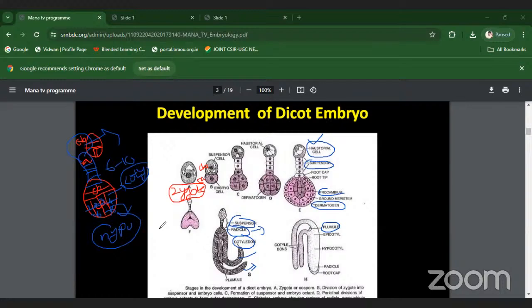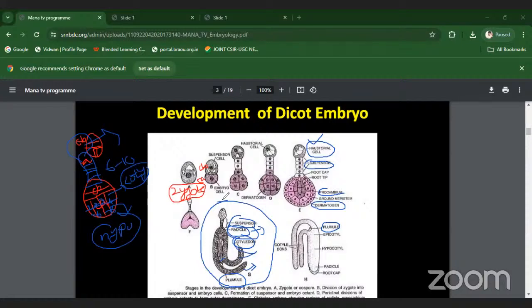And on the upper side, the plumule and cotyledons are developed. So here the radicle portion developed and the cotyledons developed, and here the plumule also developed like this. From the CB cell, the basal cell, the suspensor developed. Now this is completely developed into an embryo. This is the complete development of the embryo, right?